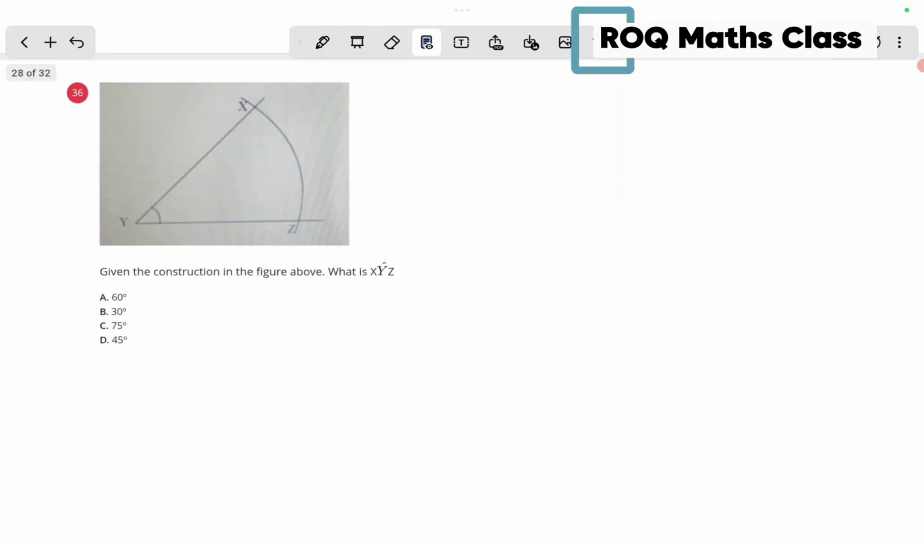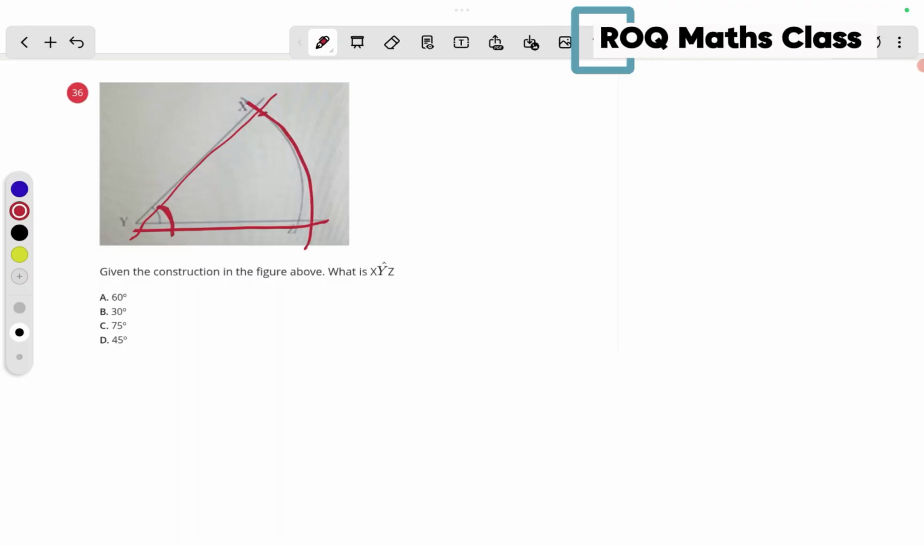Question 36. Given the construction in the figure above, what is x, y, z? That is, we are looking for angle y. We are looking for this part. Looking at this carefully, you have a straight line going this way, and it cuts at this arc. So this is saying that this angle over here is going to be angle 60 degrees.